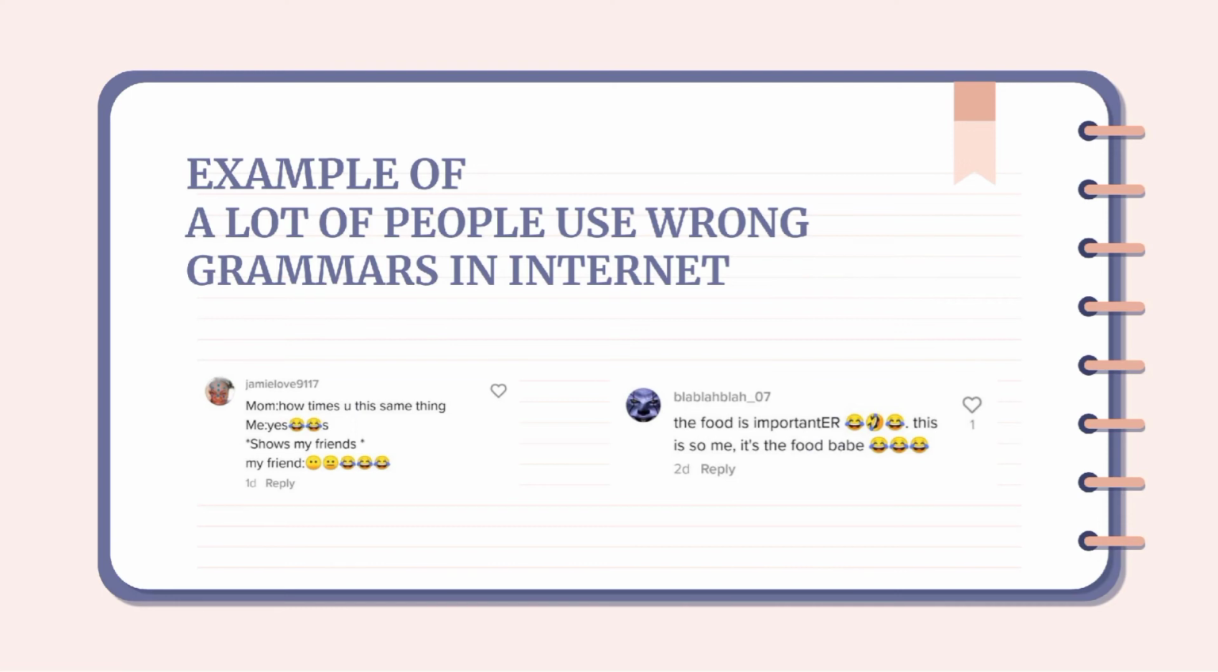From this comment, we could analyze that the first example is supposed to be "how many times have you done the same things" instead of "how you time you these same things." And the second comment, the correct grammar is "the food is more important."